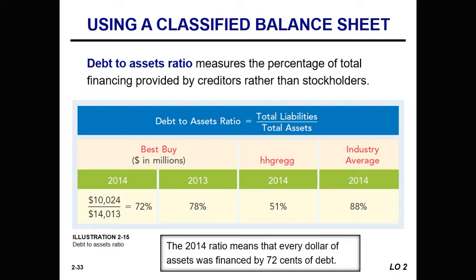So in 2014, Best Buy was at 72%. This means that for every dollar of assets, they were financed by 72 cents of debt. In 2013, they were at 78%. H.H. Gregg is at 51%, but the industry average overall is at 88%. So comparatively, while Best Buy is not doing as well as maybe their main competitor, they are doing better than the industry average, and they are doing better than they did in the prior year.